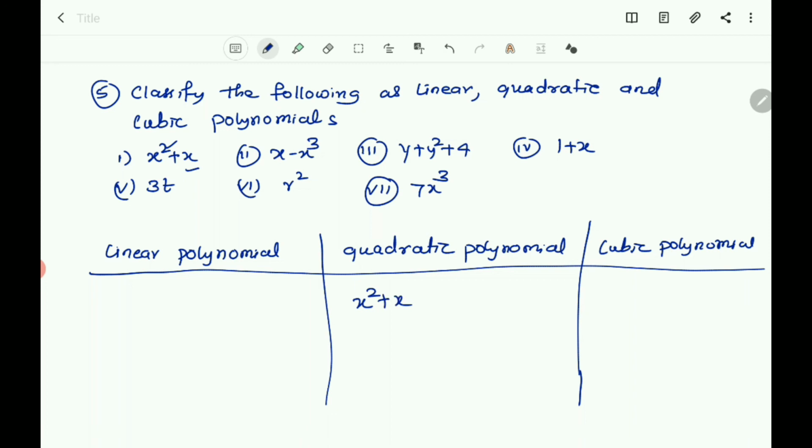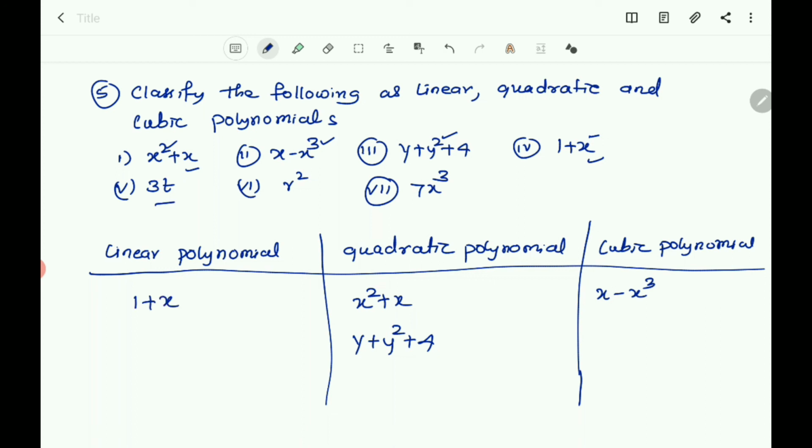Next, x minus x cube. The highest power is 3 here. It comes under cubic polynomial. It is a cubic polynomial. Next, y plus y square plus 4. Here the variable is y and the highest power is 2 here. So it is also a quadratic polynomial. Next, 1 plus x. Here the variable is x, its highest power is 1. So it is a linear polynomial.